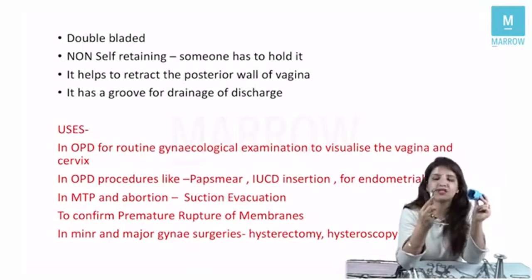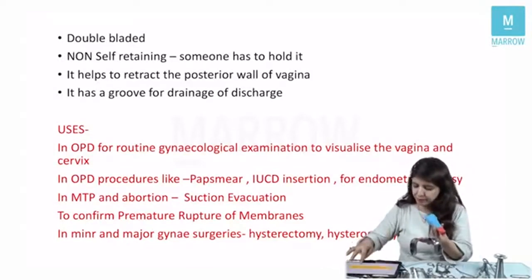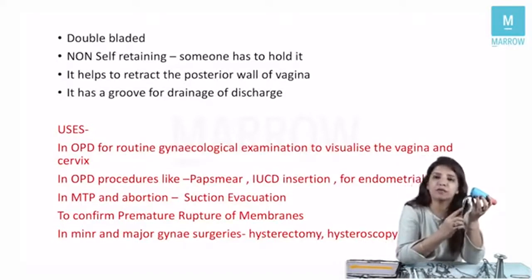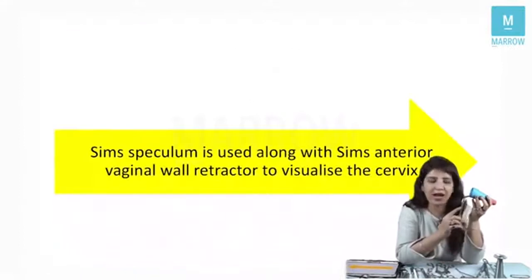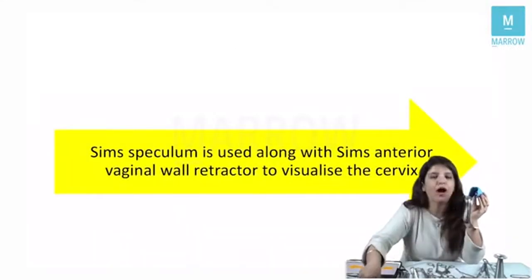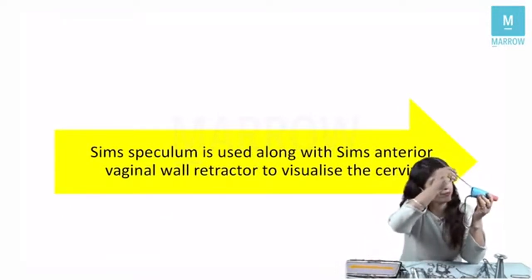So this is a SIMS speculum. A SIMS speculum should be used in conjunction with a SIMS anterior vaginal wall retractor. So if I have retracted the posterior wall, now I need to retract the anterior wall.